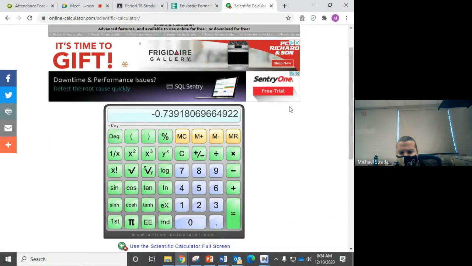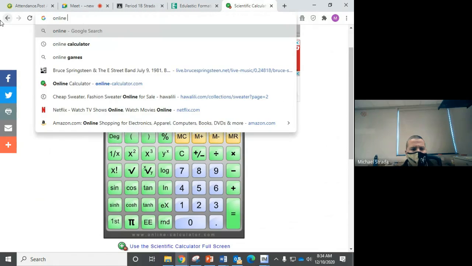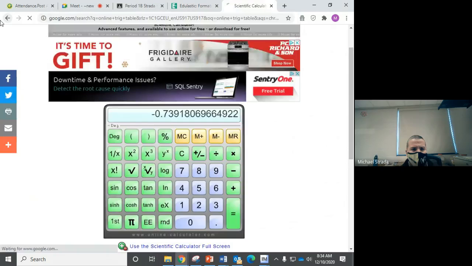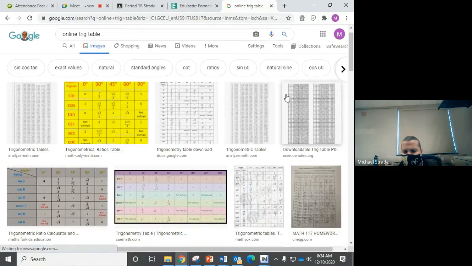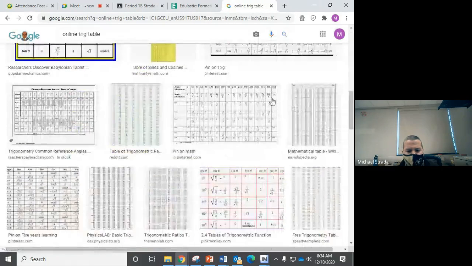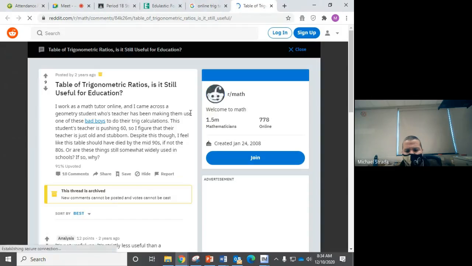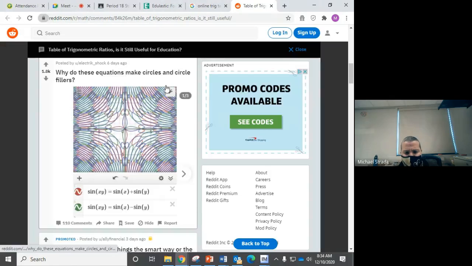All right. The other thing you can do, this is how we used to do it in the early days. It was a trig table where they give you all the trig values, the estimated block.